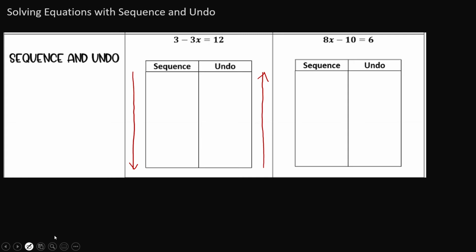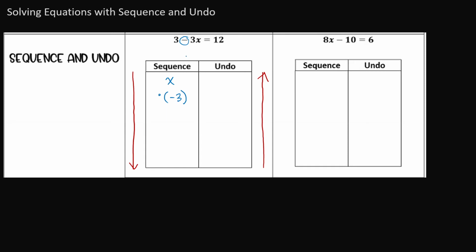So let's write these actions out. Let's start with x, and we're going to list everything that happens to x in the equation 3 minus 3x is equal to 12. So the first thing I see happening to x is it's being multiplied by a negative 3. Remember, the subtraction sign actually means we're multiplying by negative 3, not just by 3. So x times negative 3.